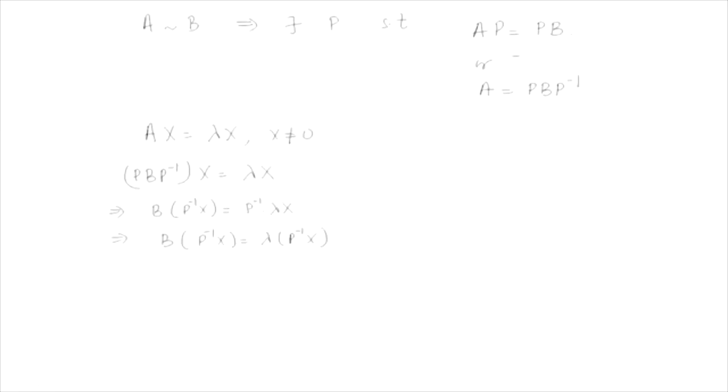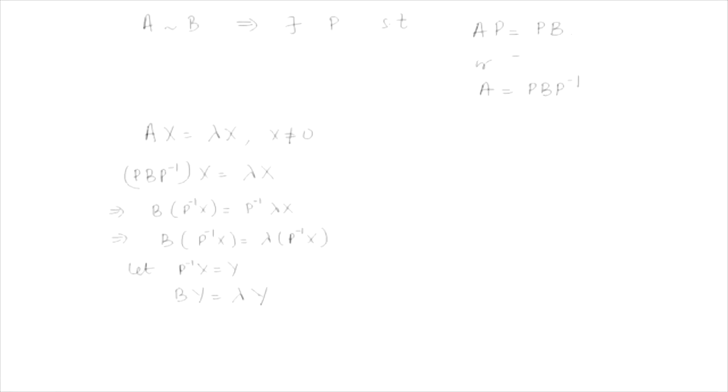Now this P inverse x, suppose we let this P inverse x be y, then this is By equal to lambda y. So what have we concluded? We have concluded that matrix B has an eigenvalue lambda and the corresponding eigenvector is y. In order to prove that y is an eigenvector, you have to show that y is not equal to 0, of course. So that is very easy to show.